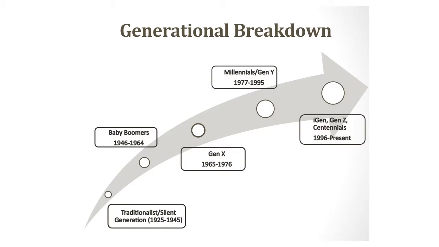Take a look at the continuum. The traditionalists, the silent generation, 25 to 45. Normally a generation is considered 20 years, as I was doing the research. 46 to 64 is the baby boom. Generation X, 65 to 76. Then it got a little cloudy right here, and we're going to discuss that a little bit. Millennials is what we normally call this group.